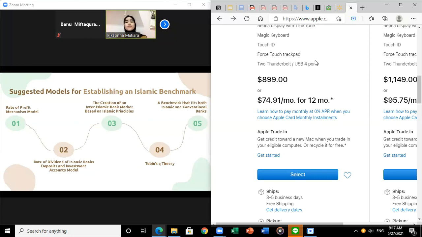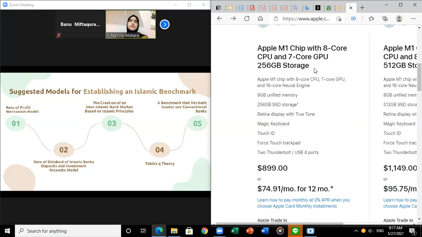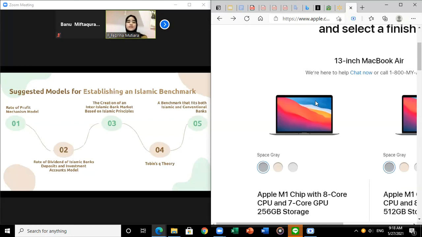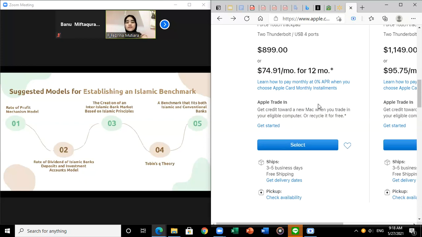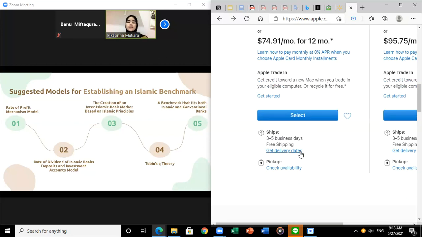Then there is the Tobin theory. According to this theory, the supply price of capital can be defined as the rate of return that the community of wealth owners require in order to absorb the existing capital stock.